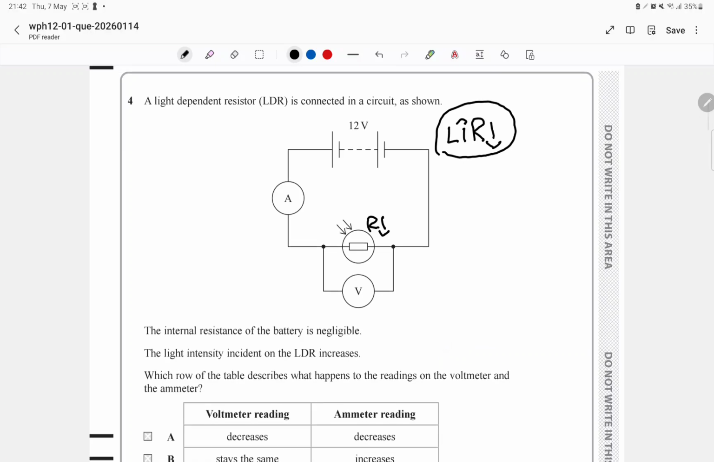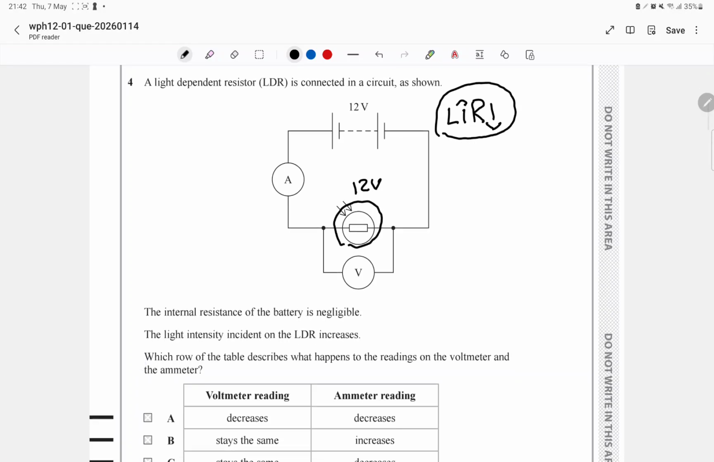I've noticed that the LDR is not connected in series with any component. So right now, the LDR is going to take the full voltage. The 12 volts, the EMF, is not shared with any component. The LDR will take the full EMF. If I had a component in series, it changes everything.